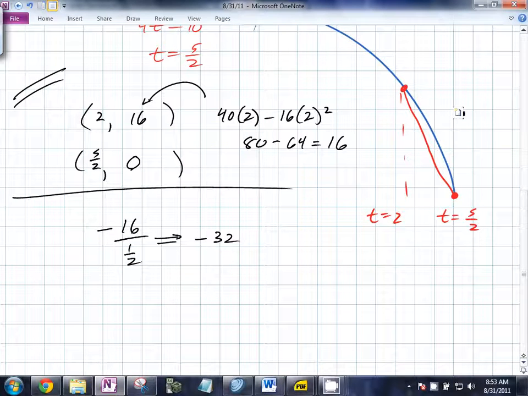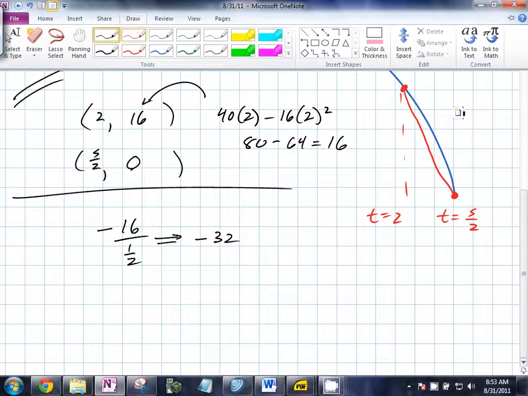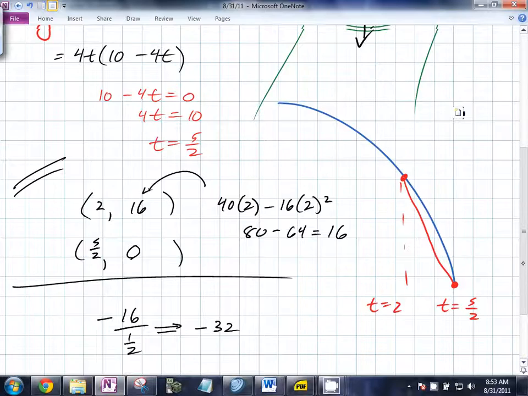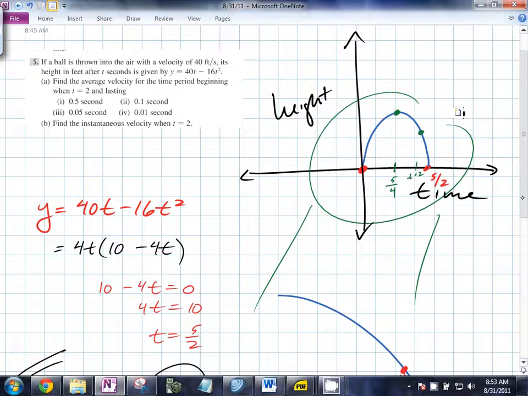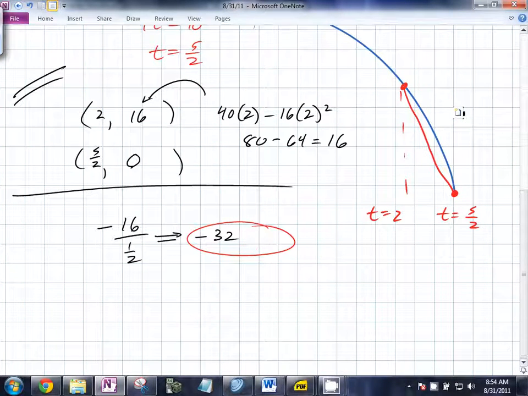So what are the units on this? Meters per second. And should it be negative? Yeah, it's going down. Is it meters per second in this one, or is it feet? I think it's feet. Yeah, it is feet. It's totally fine if you default to meters per second. That's totally okay with me.